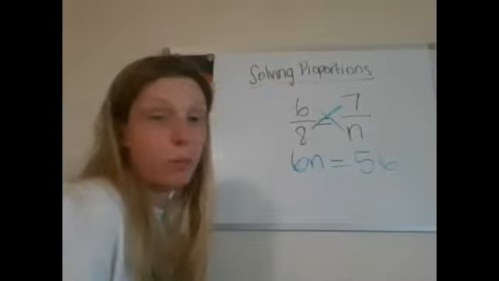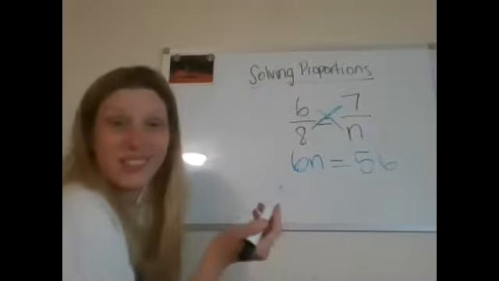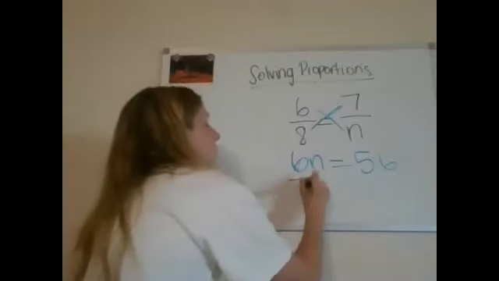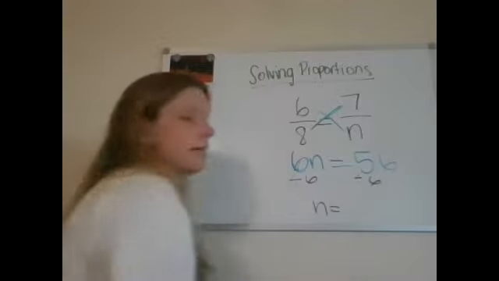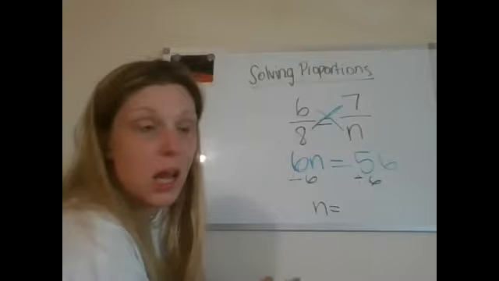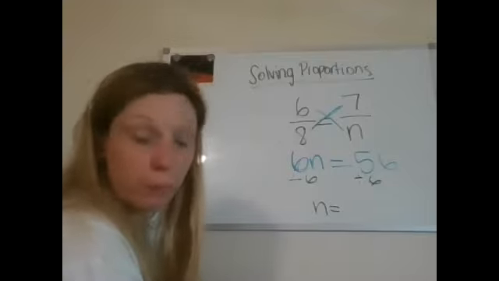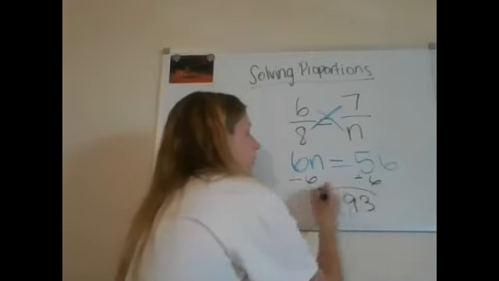Now our last step, we divide by whatever number is in front of our letter, which in here is a 6. So we divide each side by 6. We'll have to plug 56 divided by 6 into a calculator. It's not a perfect, easily divisible number, and you should get 9.3.